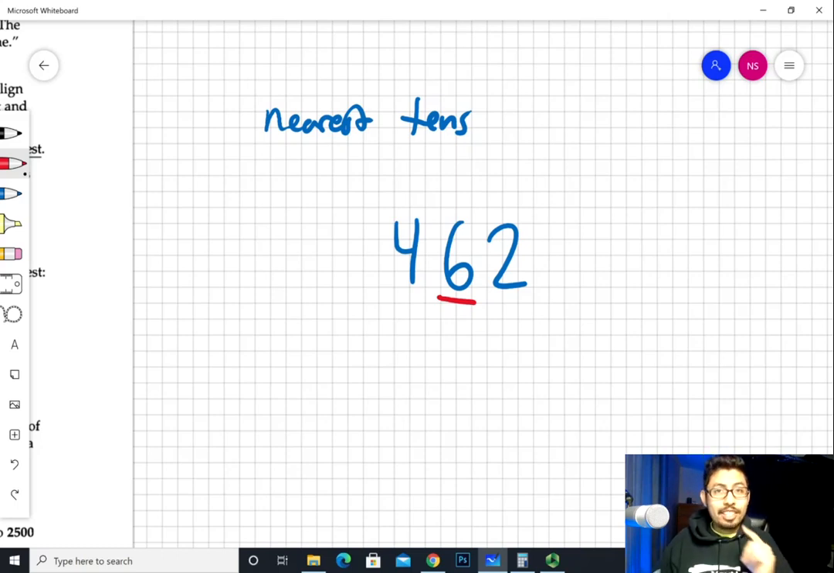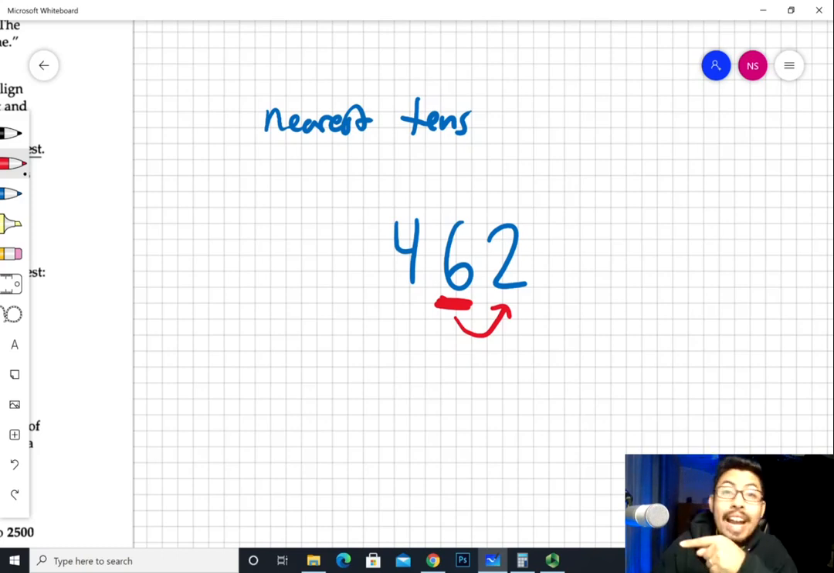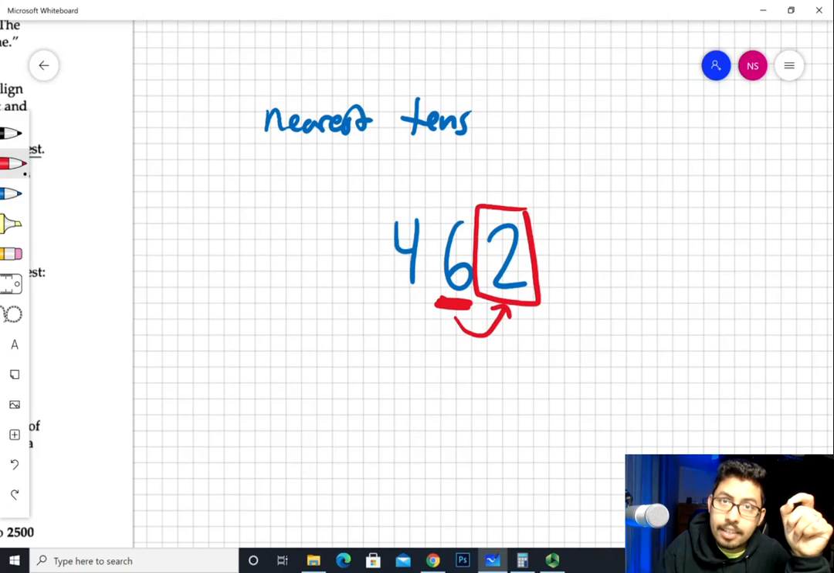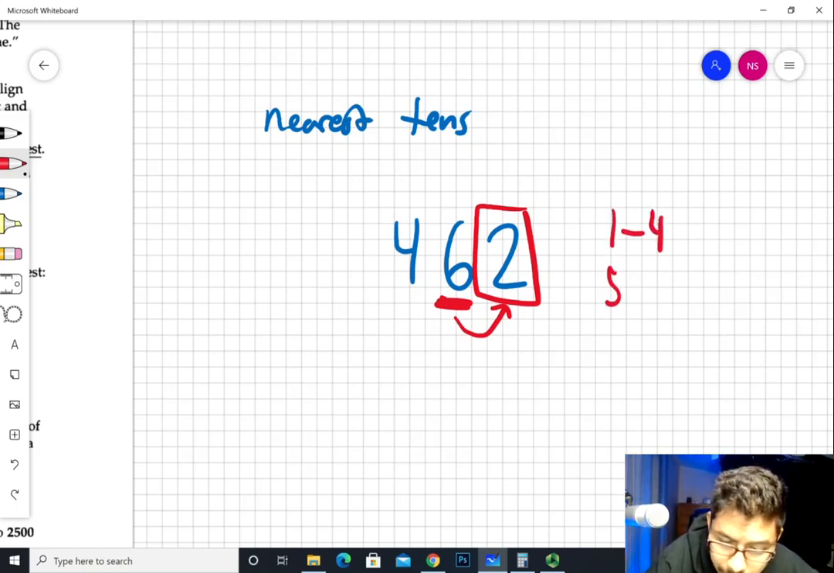Step number 2 to rounding, here comes the complicated part. When we go to our place value, we must look to the number right next to it, to the right of it. It's a little next door neighbor. We focus on the number right behind the value they're telling us to round. That 2, I must ask myself something. There's only 1 of 2 rules that y'all must ever know: the 1 to 4 rule or the 5 to 9 rule.